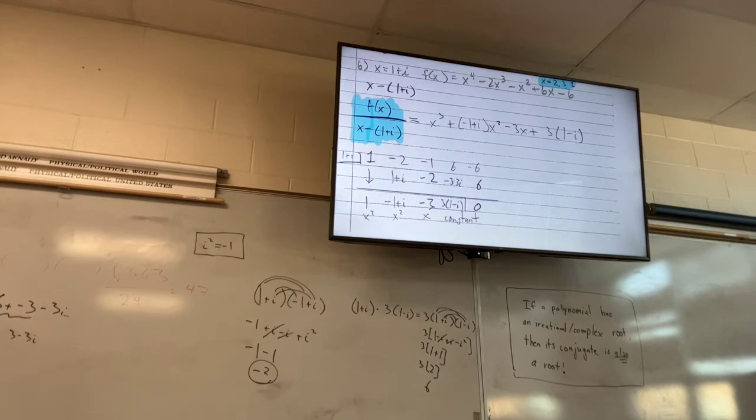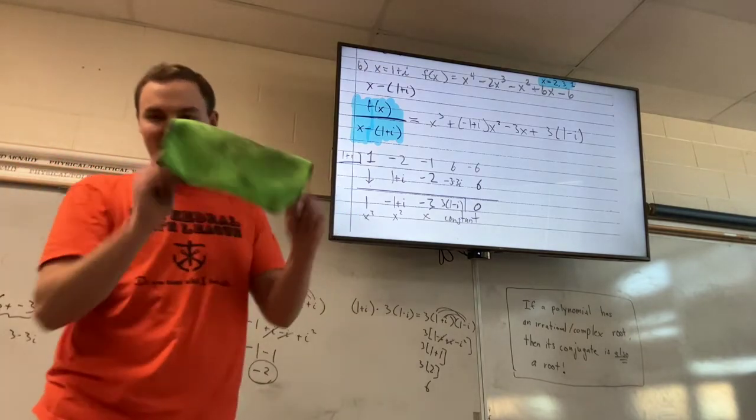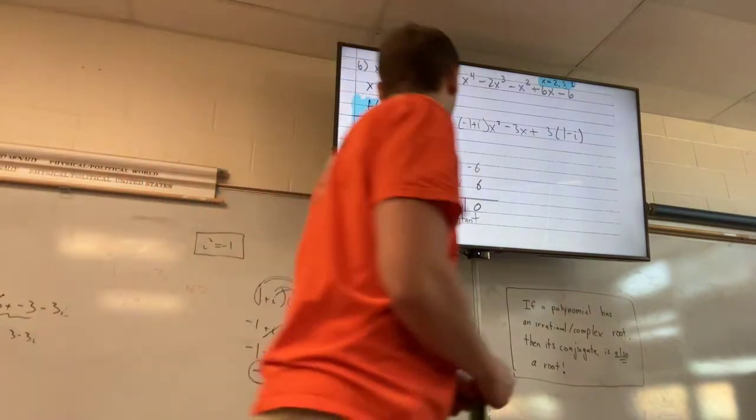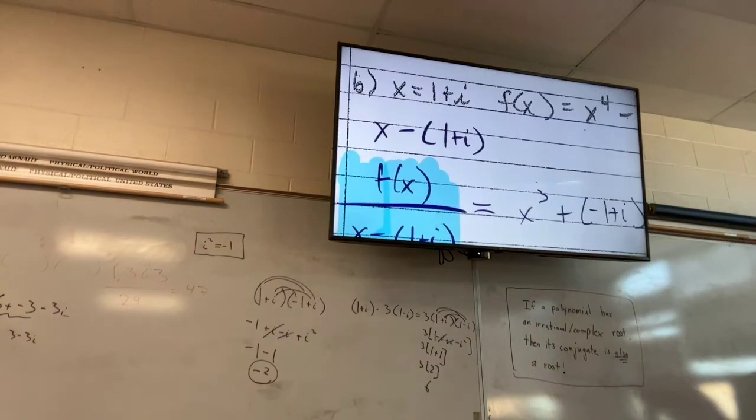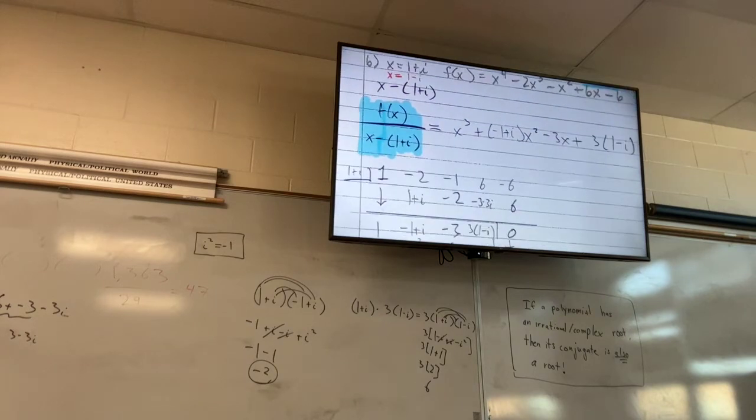So we know one root is 1 plus i. What's another root that this polynomial has? I'll write it in red right here. What's the conjugate of 1 plus i? Do you guys remember how to do complex conjugates? You just flip the sign in front of i. So this would be 1 minus i. So we know another root is 1 minus i.